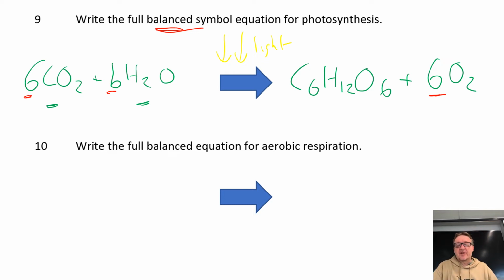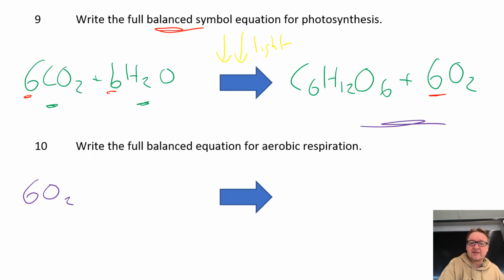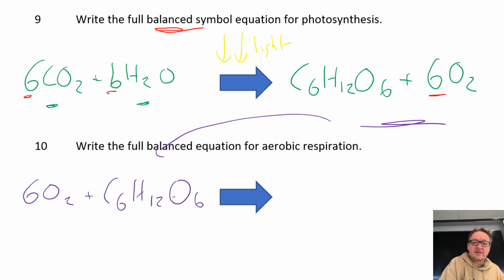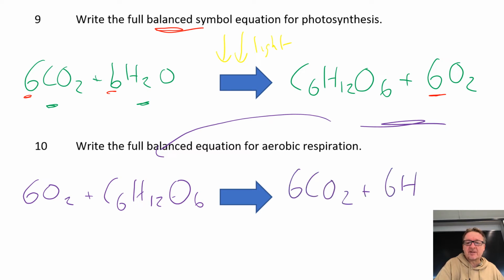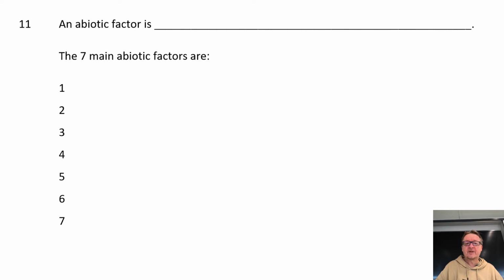Right, the full balanced equation for aerobic respiration. Okay, so I'm going to do this one in purple. Right, this is really tricky, this one. It's almost as if I'm going to be writing this side over here. Plus C6H12O6, arrow 6CO2 plus 6H2O. Okay, that is then aerobic respiration. Full balanced again. The balanced bit is the 6 and 6, making the same amounts on both sides.